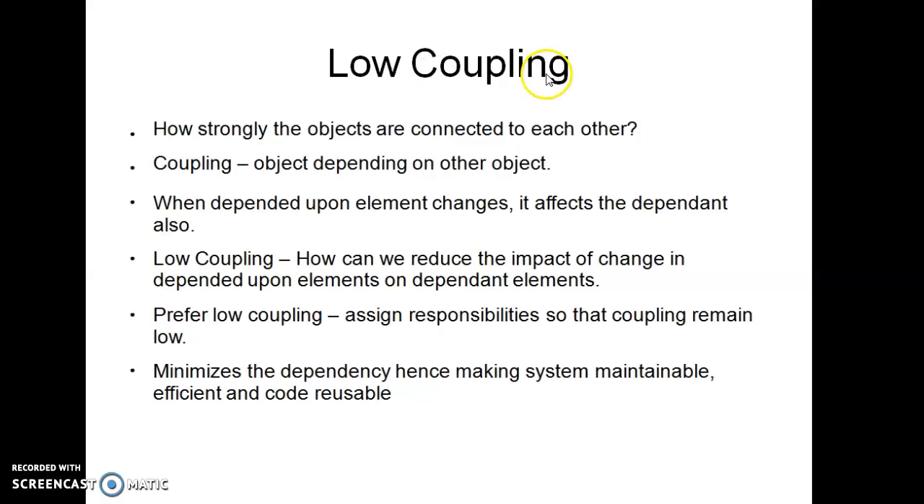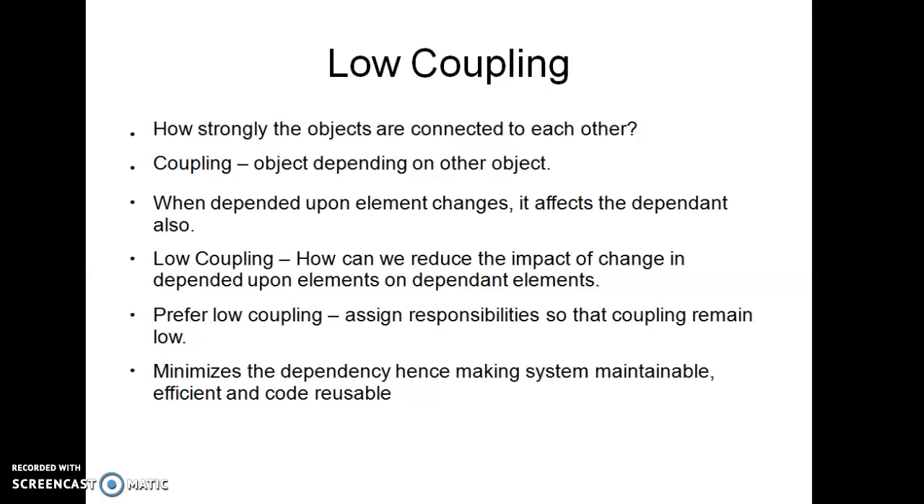Then there is the concept of low coupling. Low coupling tells how strongly the objects are connected to each other. If two objects are connected to each other, then if one object changes, the other can be affected, being the dependent object. If two objects are dependent on each other, then if one of them changes with some certain responsibility, the other can also be affected. So low coupling is introduced to reduce the impact of change on the dependent object.